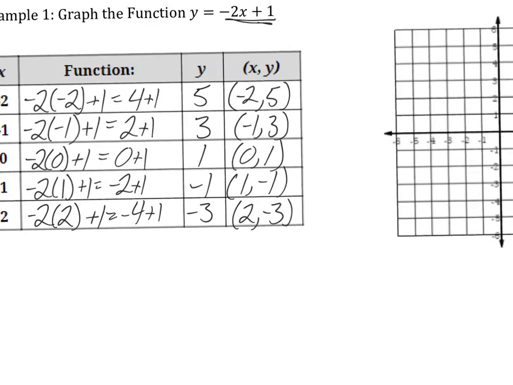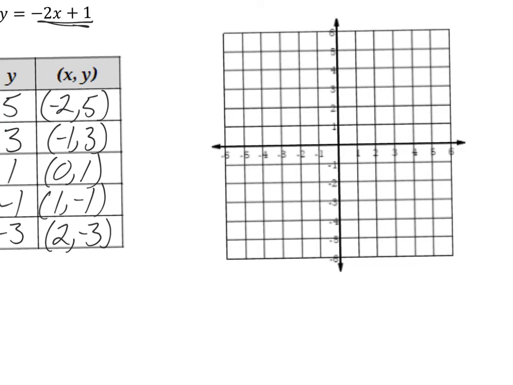Now we are going to graph each of these points that are off on the left on the graph. So we have a dot at -2, 5. So I have a dot right there. I have a dot at -1, 3. I have a dot at 0, 1. I have a dot at 1, -1. And I have a dot at 2, -3. We're going to connect all of those dots. Okay, so it should look like that.